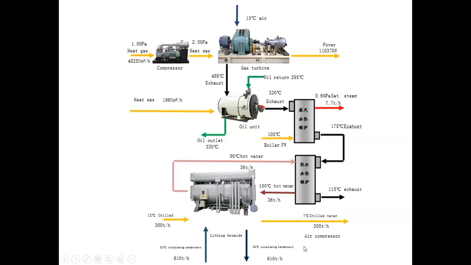Let's see. I'm not sure. This is the lithium, but I don't know what the air compressor is. I never really noticed that. The lithium bromide is part of the chiller. And this is condensing. Yeah, this is condenser water that goes to a cooling tower.